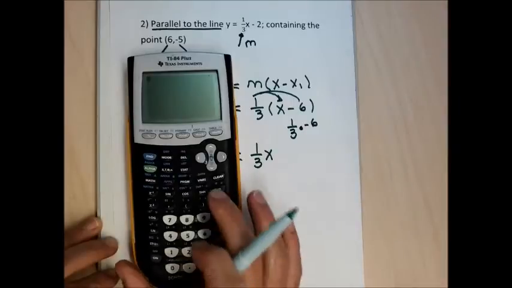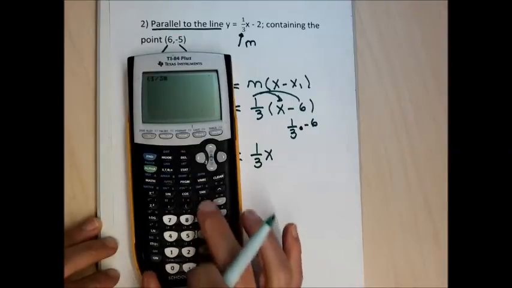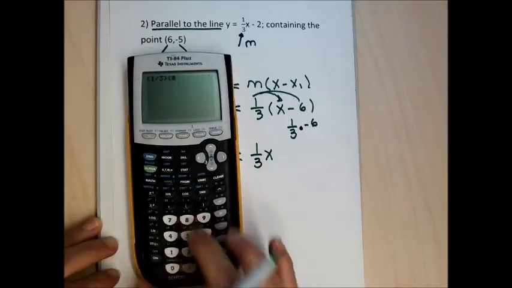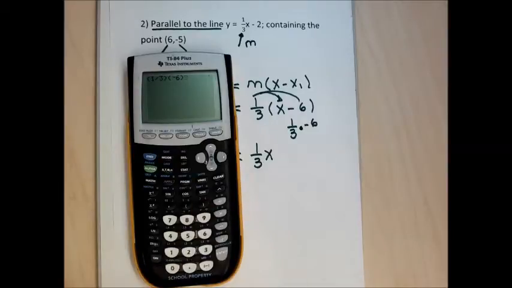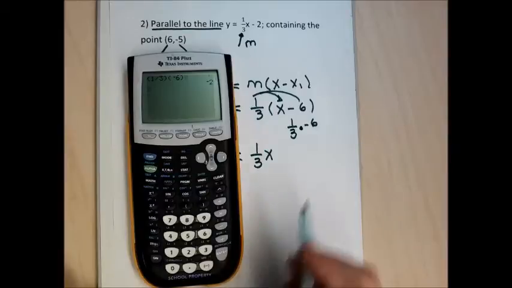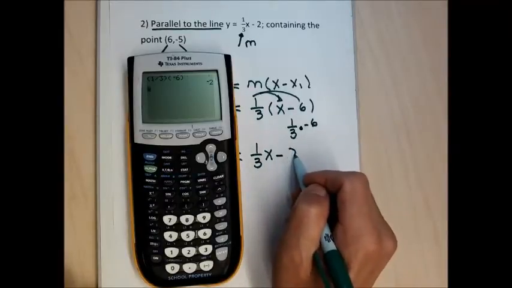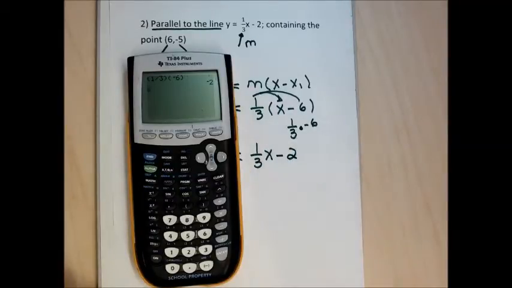I could just simply on my calculator put the 1 divided by 3 in parentheses and then put a negative 6 in parentheses, and that would be 1/3 times negative 6 on my calculator. It's going to come out to negative 2. So negative 2 is going to be the number that goes after the 1/3 x.